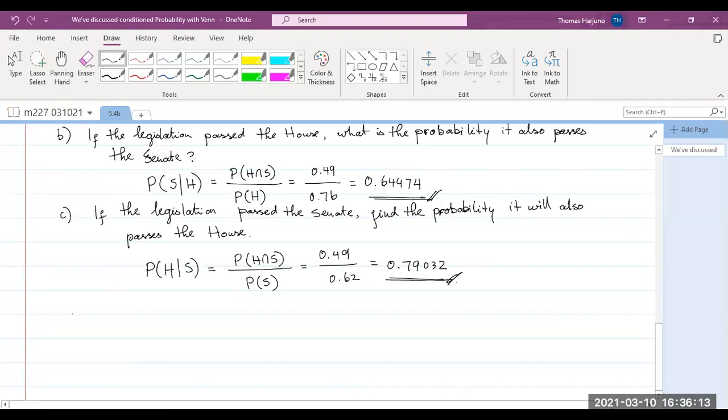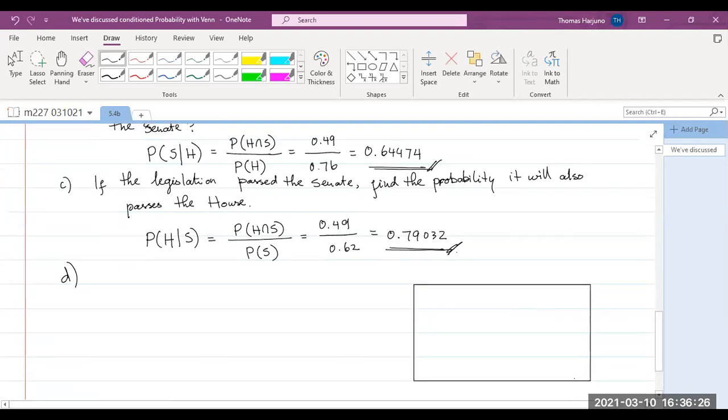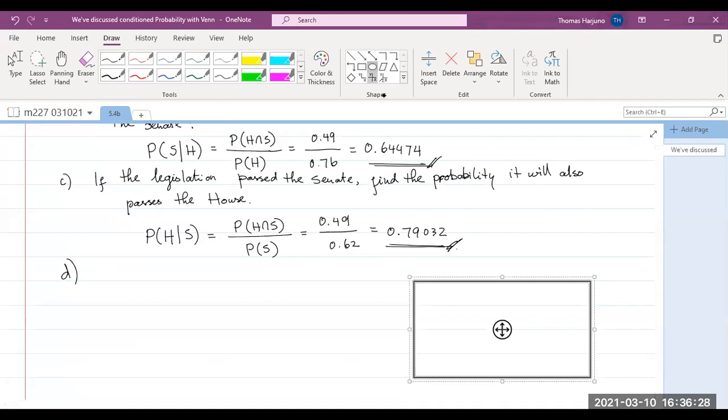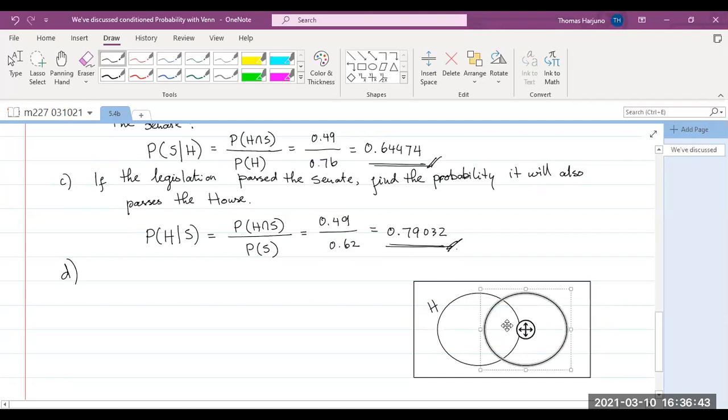Let me go on a bit further. Part D. This may be on the difficult side, but I hope that by using House and Senate you can see the situation, and hopefully it's a bit easier to understand. Okay, so what we had was the following: passing the House, passing the Senate, and the intersection is 0.49.